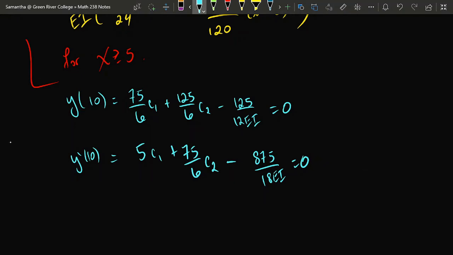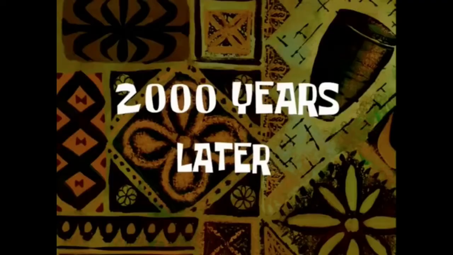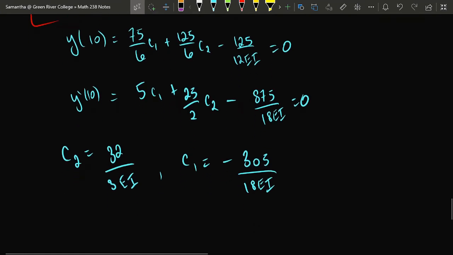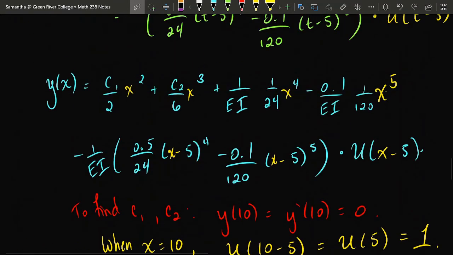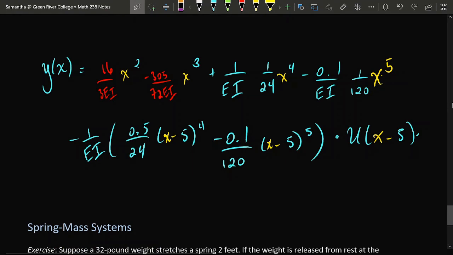Once again, that's just a bit of tedium, so I'm going to go ahead and solve this system probably using method of elimination, and I will be back in just a second. 2,000 years later. Well, hopefully that's correct. So after some work, we have found that C2 is 32 divided by 3 times EI, and C1 is equal to negative 305 divided by 18 EI. So to find the deflection, I would plug those numbers back into the formula for y of x that we found above. So this would be the function that gives us our deflection.